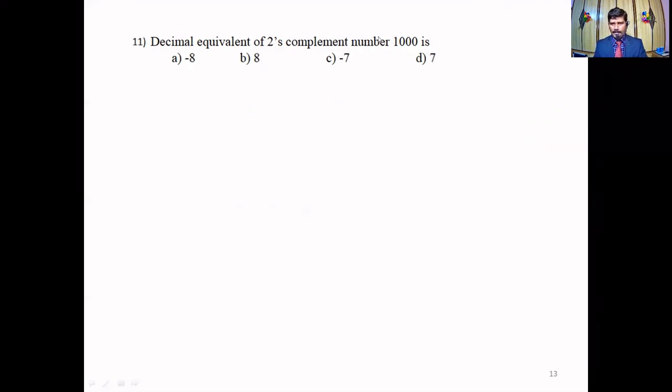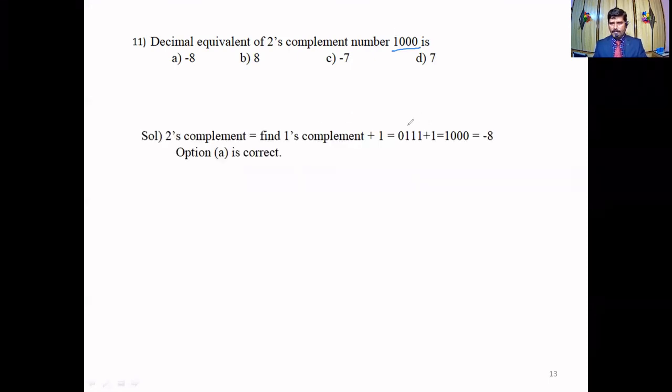A problem, a number is given, 1000. Find out the decimal equivalent. Take the 1's complement plus 1, so this one you will get. We know that it is a negative number, so take a minus. And what is the magnitude of this one? 8. 2 power 3 is 8. So minus 8. So option A is correct.